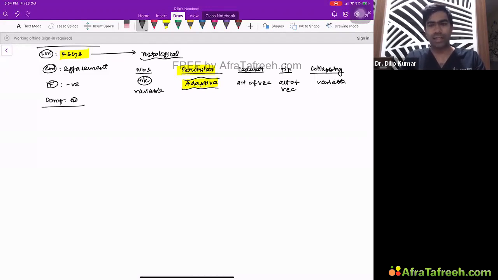Perihilar is a classic example of adaptive type of FSGS. So that might be a question in exam. Typically, they come with subnephrotic range proteinuria only. And they'll come with normal serum albumin most of the time.